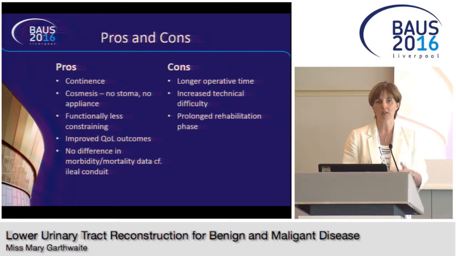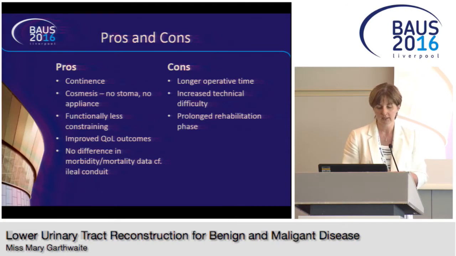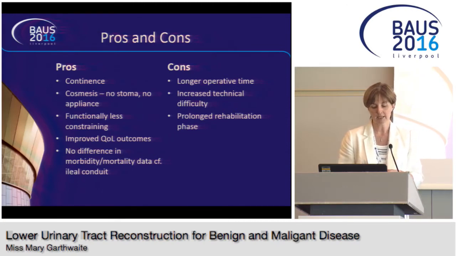So if you counsel them about the options that are appropriate for them as an individual, and they make a reasoned decision, then they are likely to be happy with whatever they choose, be it an orthotopic reconstruction or an ileal conduit. Currently, there is no difference in morbidity or mortality data compared with ileal conduit.